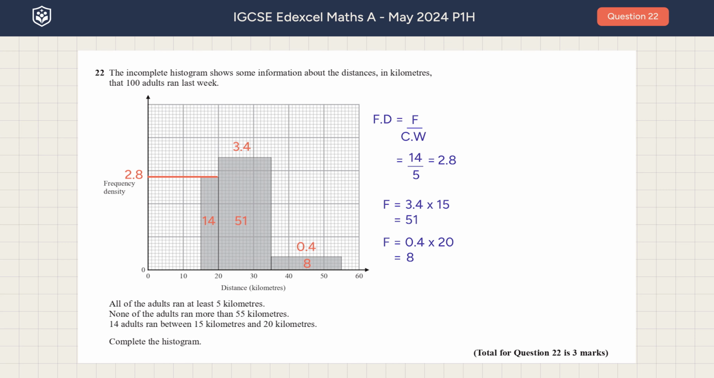So for the frequency of the first bar, we can write 100 minus 51 minus 14 minus 8, which gives us 27. To find the frequency density of the first bar, we can write 27 divided by the class width, which is 10, which equals 2.7. So first we mark 5 over here, and now we can draw a bar with the height of 2.7. And now we have completed the histogram.